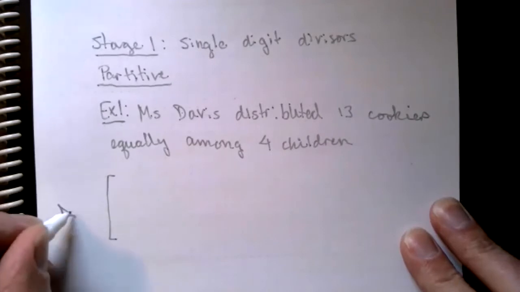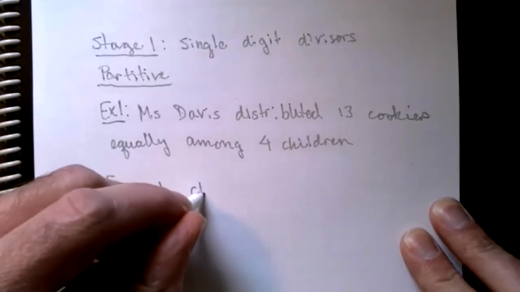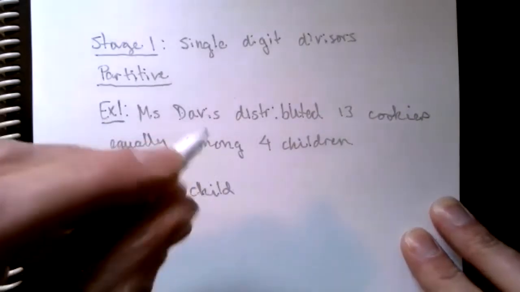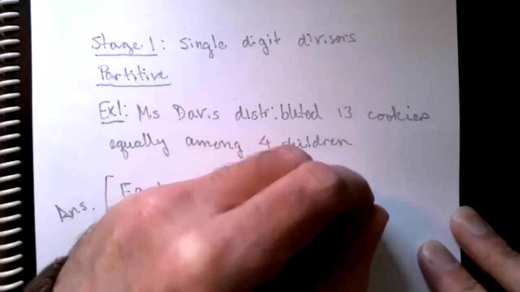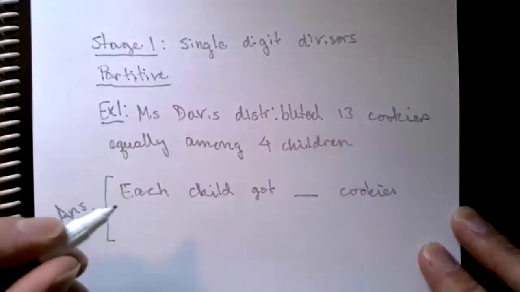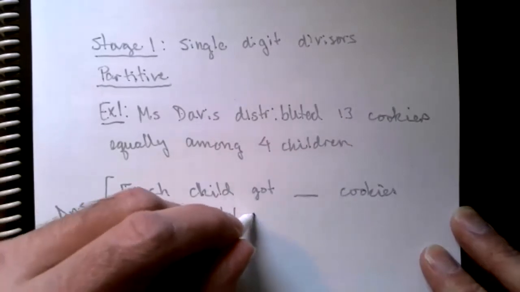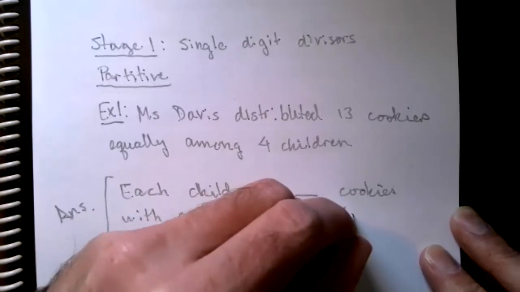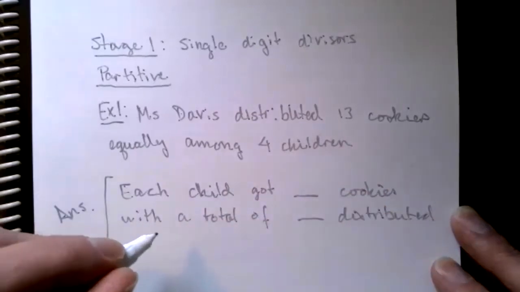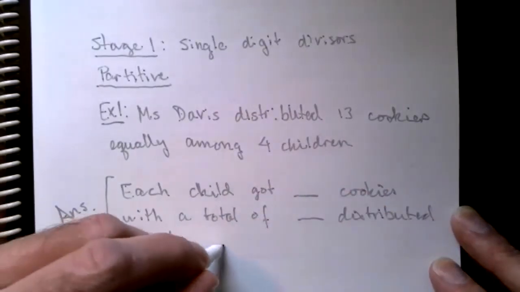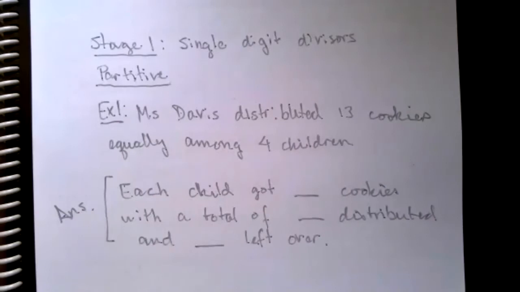Okay, so I'm going to write down a little skeleton for my answer. So each child got blank cookies with a total of blank distributed and blank left over.